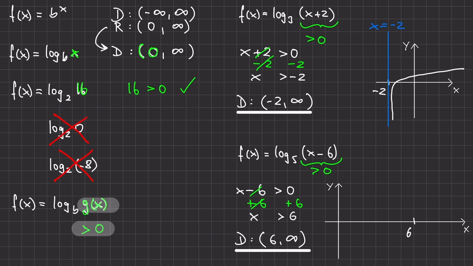The graph of this function looks like this. The vertical asymptote is x equals 6, and all points on the graph of f have x coordinates that are greater than 6.